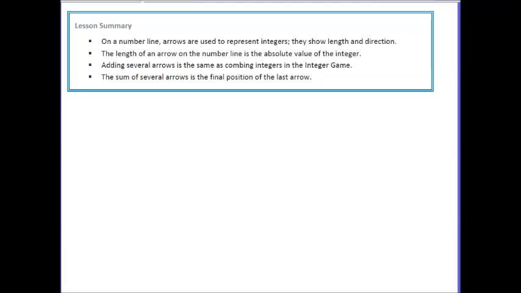In this lesson, you have learned on a number line, arrows are used to represent integers, and they show the length and direction. The length of an arrow on a number line is the absolute value of the integer. Adding several arrows is the same as combining integers in the integer game. And finally, the sum of several arrows is the final position of the last arrow.